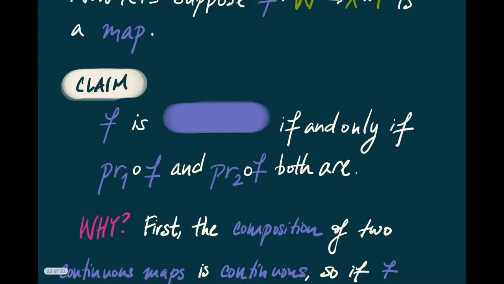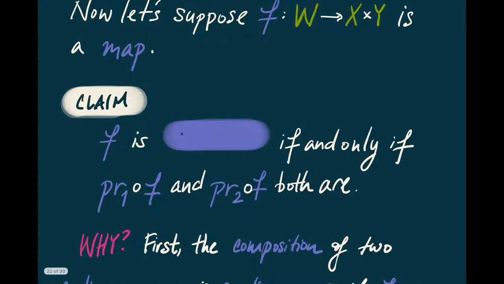I'm going to claim that F, our map from W to X cross Y, is continuous if and only if, when I compose F with PR1 and PR2, the results of those compositions are both continuous. So F here is a map from W into X cross Y. PR1 composed with F is a map from W into just X. Similarly, PR2 composed with F is a map from W into Y. And I say that if both of those maps are continuous, then so is F. And I say that if F is continuous, then so are both of those maps.